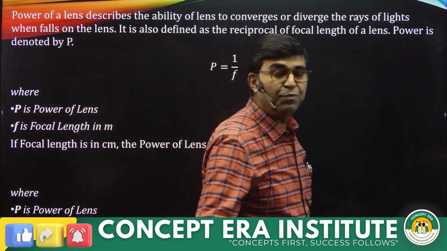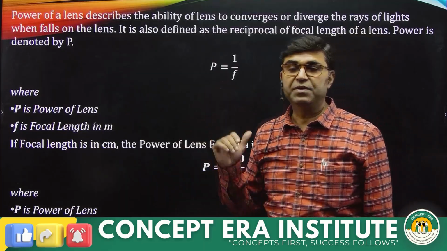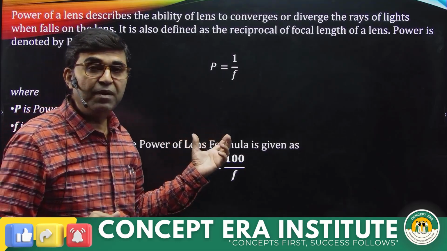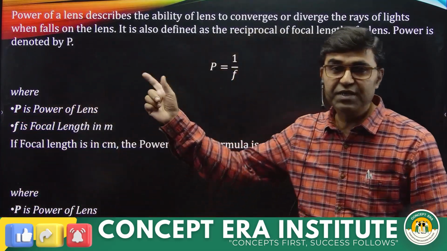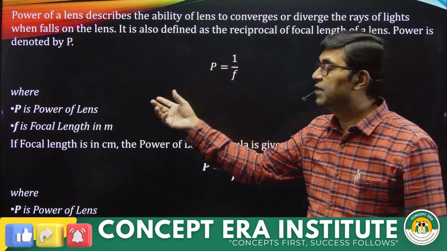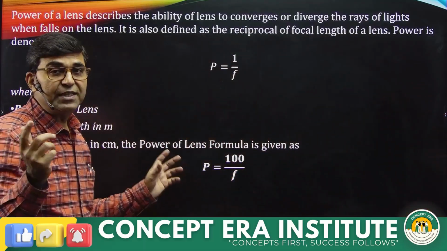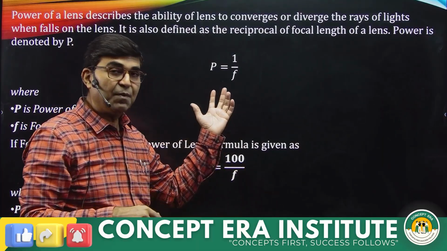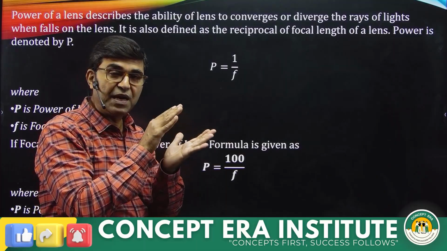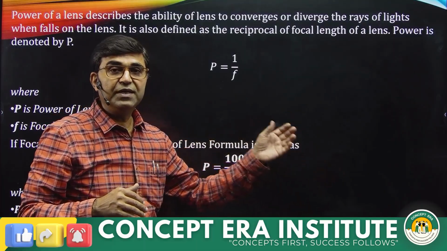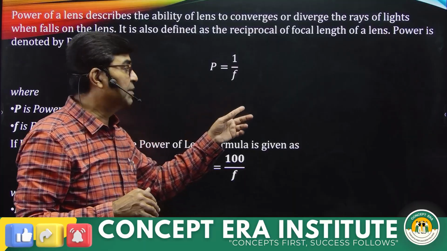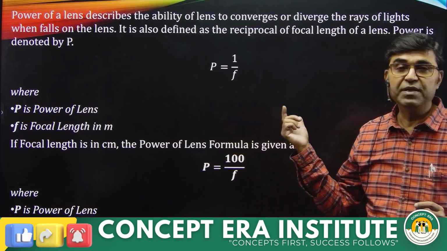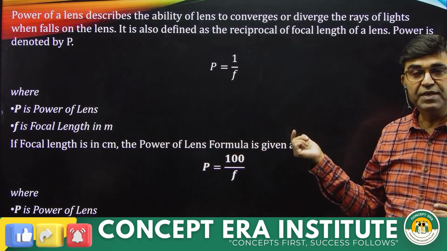Power. How strong is the lens? What does power mean? Power means how much a lens is capable of converging or diverging a parallel beam of light. If a convex lens converges a parallel beam of light very close to itself, then it is a powerful lens. If it converges a parallel beam of light farther away from itself, its power is less. Similarly, for concave lenses also, if the divergence is more, power will be more. If the divergence is less, power will be less.